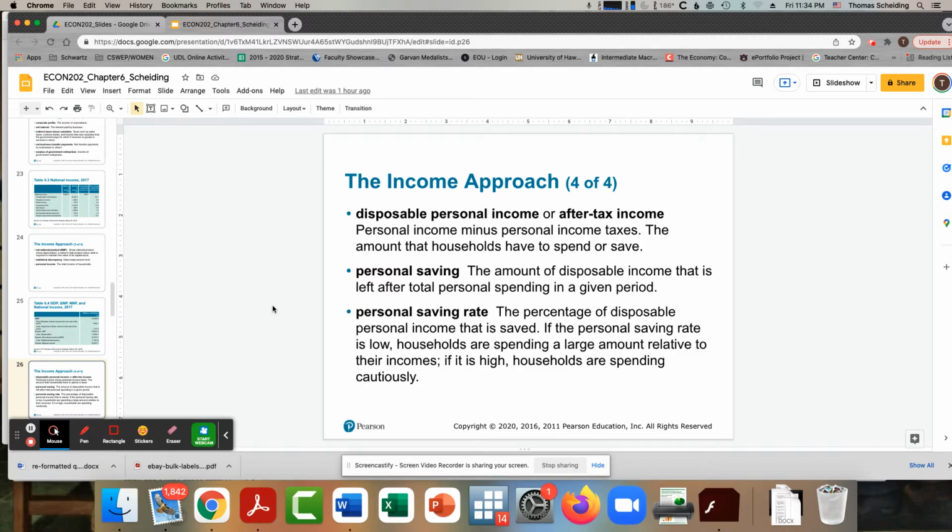And one of the things we can get from the income approach is how much the saving level is. What we would do is take the national income or the personal income and subtract out the taxes. That's going to get us our disposable income. Then from that after-tax income, we could subtract personal spending. That would give us personal savings. And then the personal savings rate would simply be the percentage.